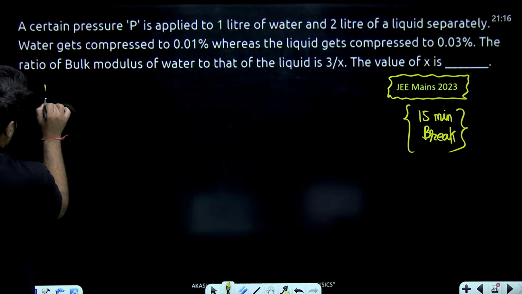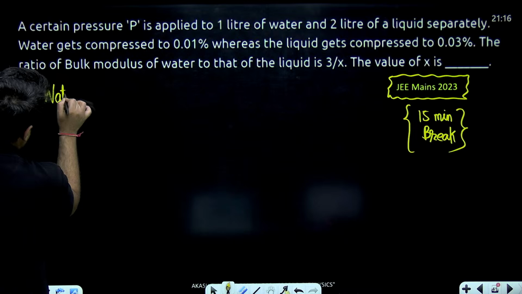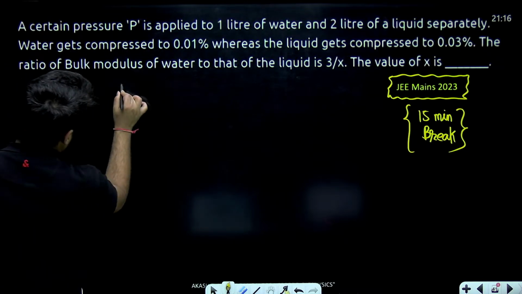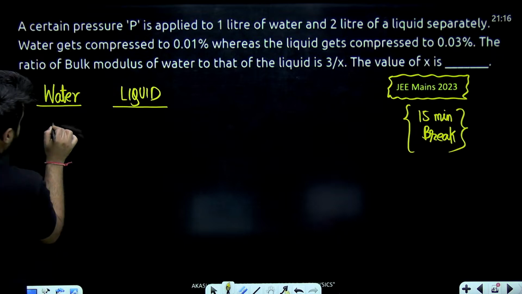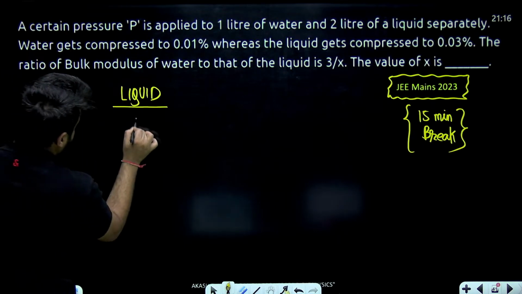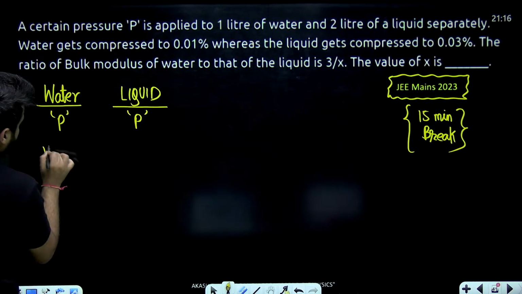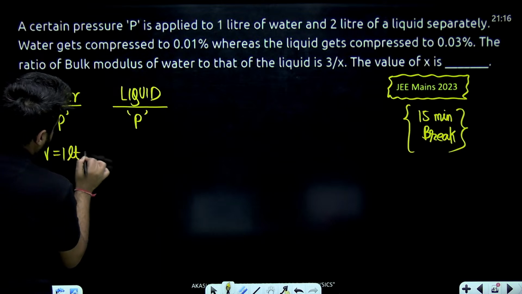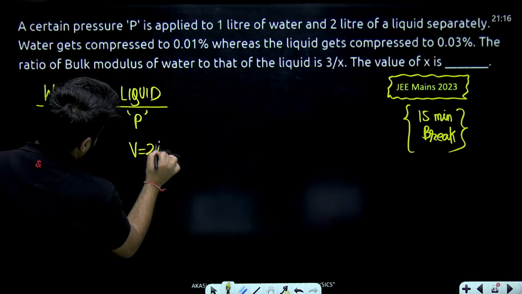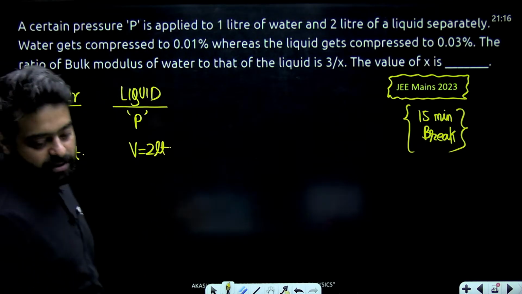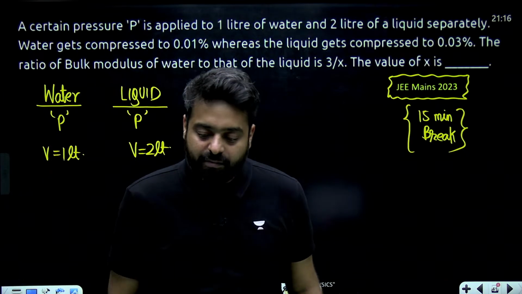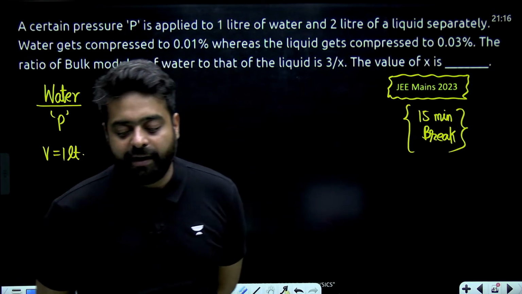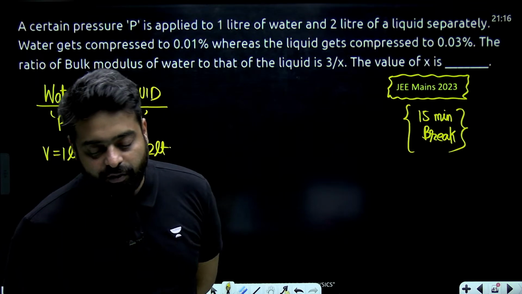So let's suppose there is a water condition, and there is one liquid. The difference here is the pressure P is the same in both conditions. Here the volume is 1 liter, here the volume is 2 liter. That's it. The volume is 2 times. So if you want to put liter in some quantity, you can put the value, you need not worry.